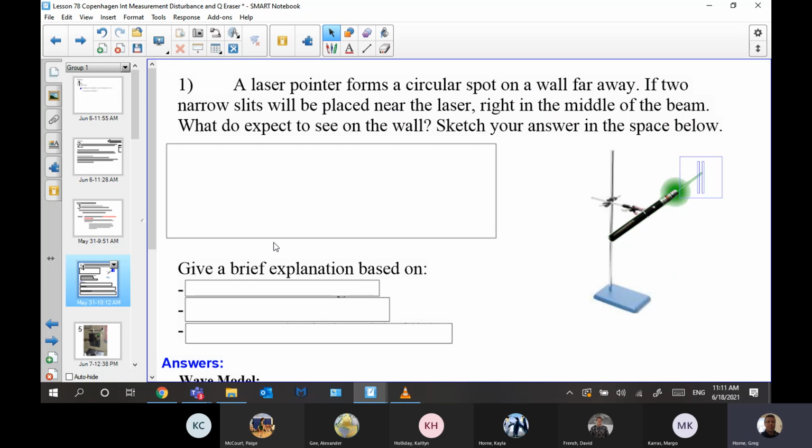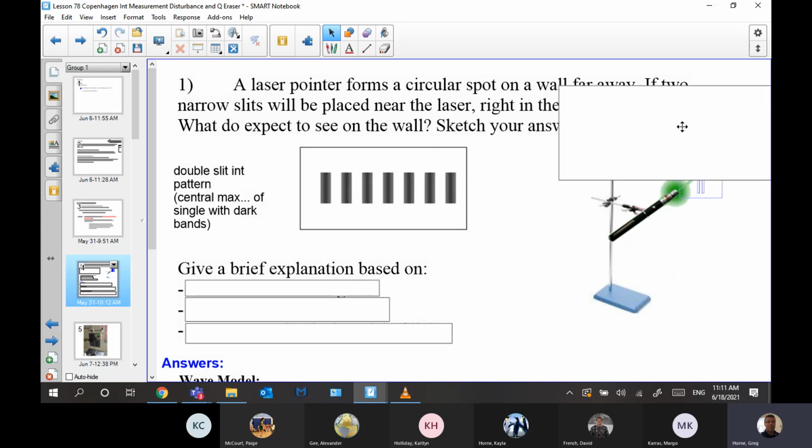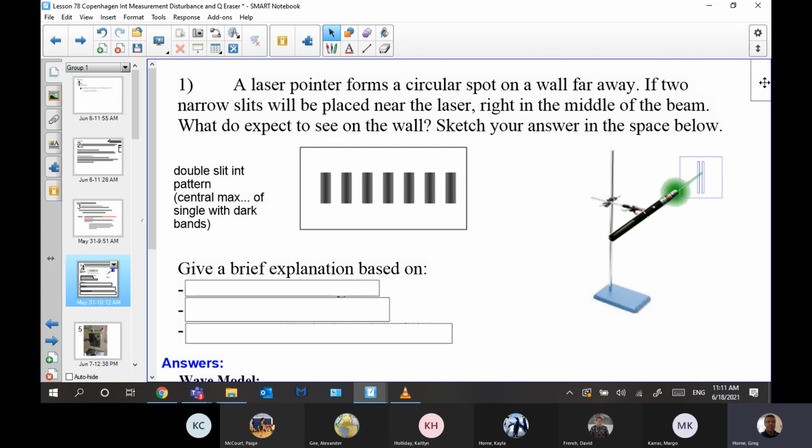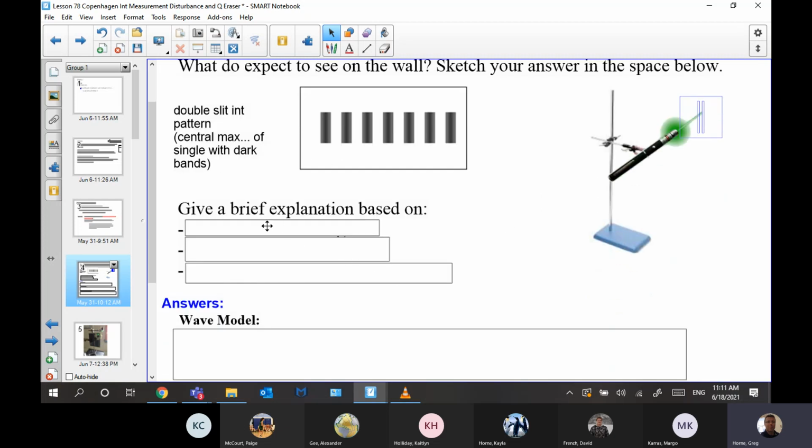Okay, so we send the laser through 2 slits. Right, and of course you'd see a double slit interference pattern. This is the central double slit maximum of the double slit interference pattern. So that's what we're going to be focusing on. We're going to see the interference in that central double slit maximum.